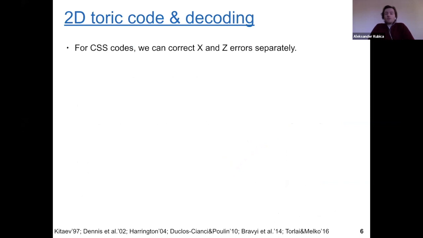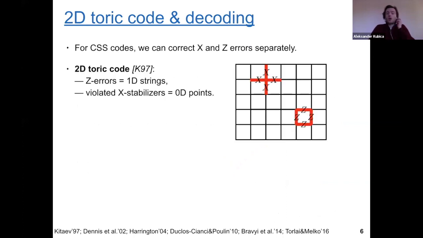And with those codes, we can correct X and Z errors separately. And so for the rest of the talk, I'll just assume that we have Z errors in the system. So what's the 2D toric code? It can be defined on the square grid by placing qubits on the edges of the grid. And the code is stabilized by 2 types of stabilizer generators, the X-type vertex operator and Z-type plaquette operator.